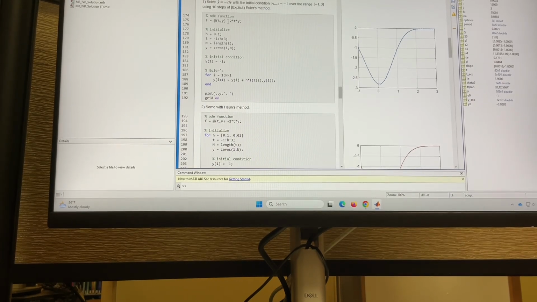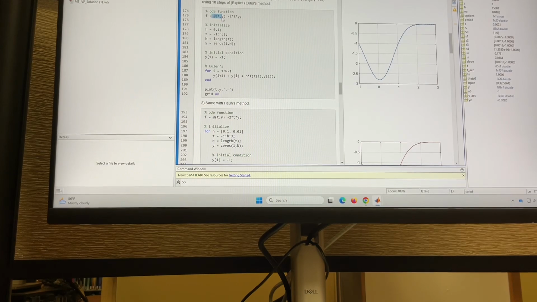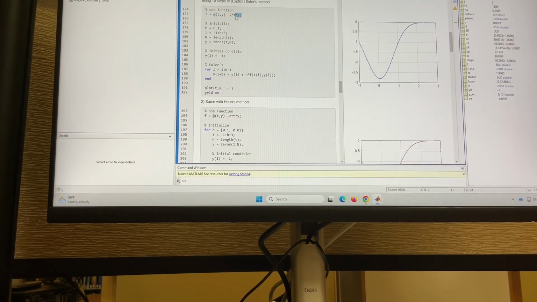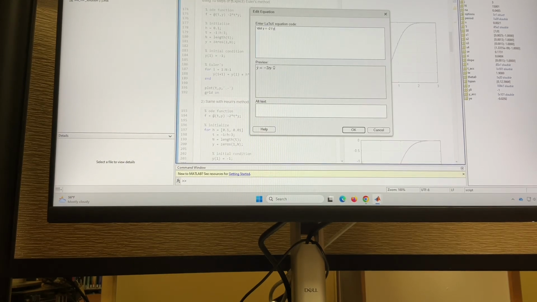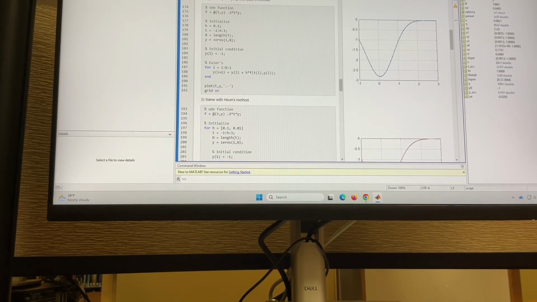So when we do this, we're going to do the ODE function, which is f. So f at t, y equals negative 2 times t times y. And what that equals is right here, this equation right here, negative 2 times t times y. And then we need to initialize it.